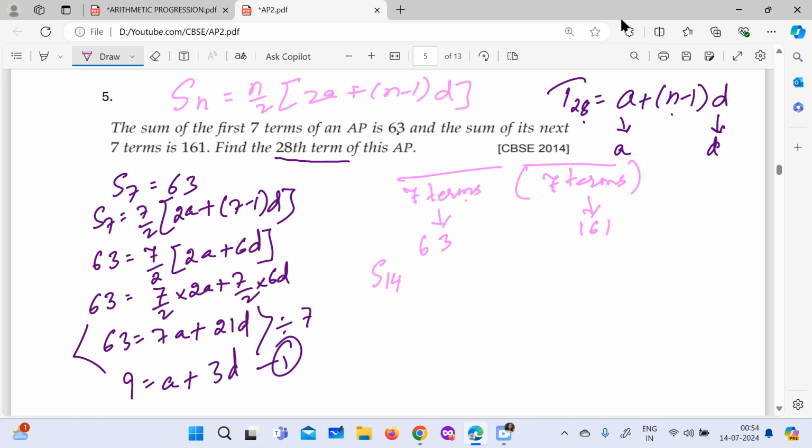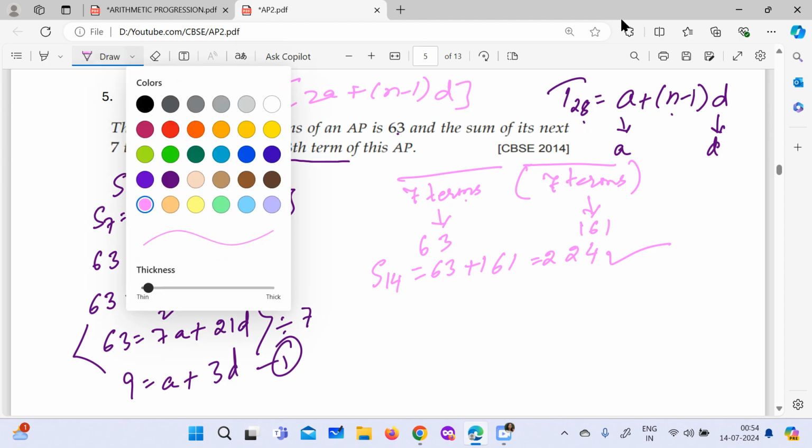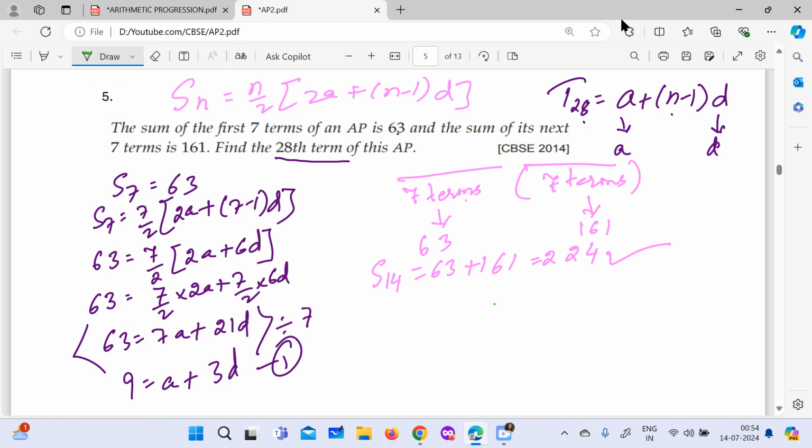Therefore, we will add them together and this will become the sum of first 14 terms, which can be written as 63 plus 161. So that will be 224. I hope this is clear to everyone. Now you have the value of the sum of first 14 terms, so we can work on it now. We can get our equation.